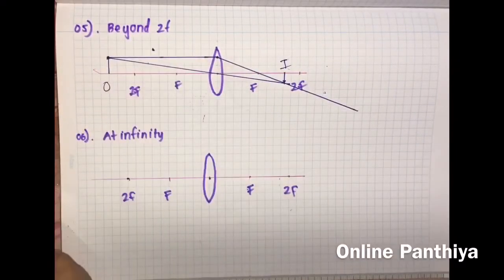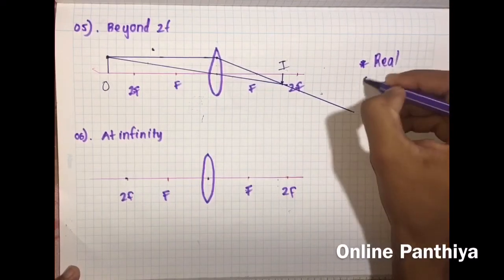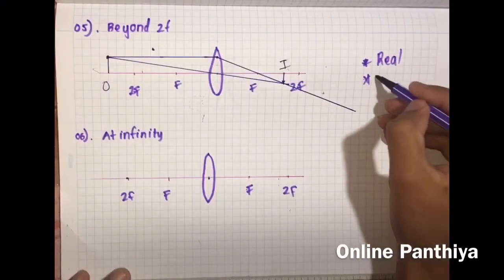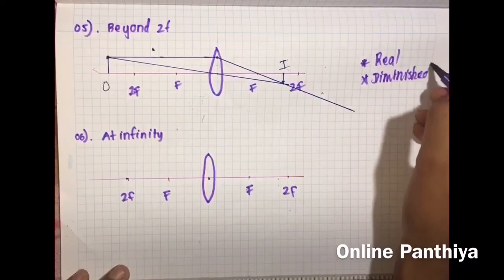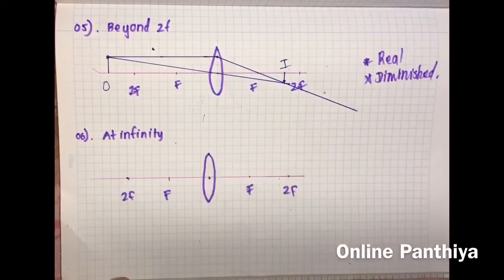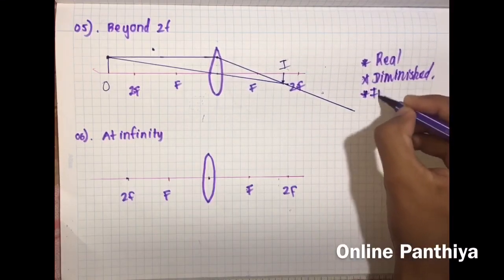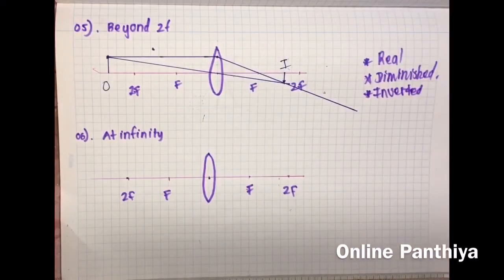Okay, so what are the properties? One is that you can say it is real. In the earlier diagram it was magnified, here it is diminished. It is smaller, diminished. And what is the other part? It is formed between F and 2F, diminished, real, and inverted. You can say it is inverted. Is that part clear? Okay.